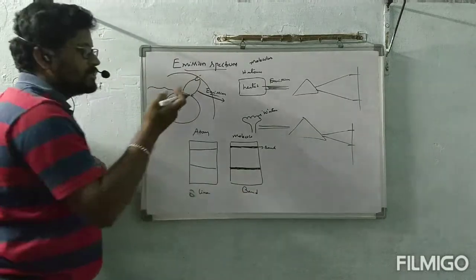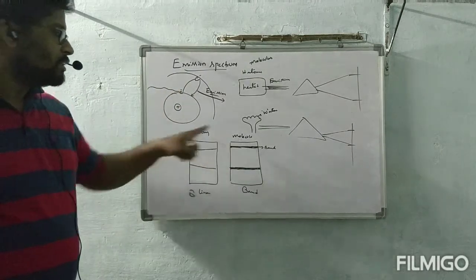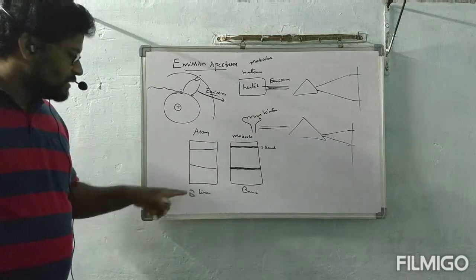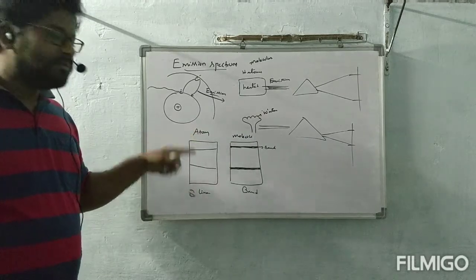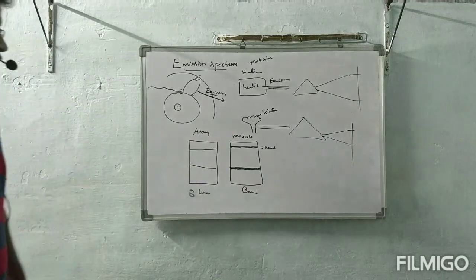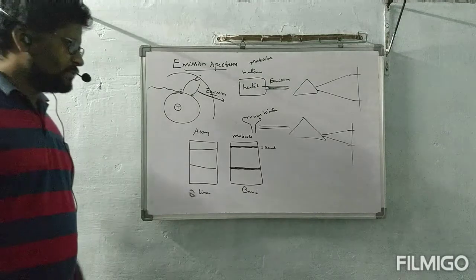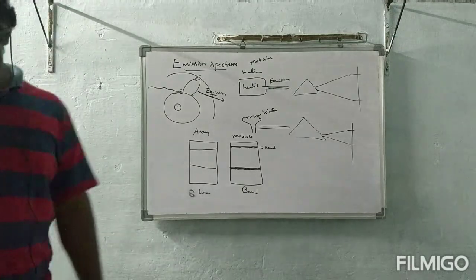Both come under emission spectrum. This is formed by a molecule, and this is formed by an atom. That's why line spectrum is also called atomic spectrum, and band spectrum is also called molecular spectrum. This is about emission spectrum, completed. Now we have absorption spectrum. Before going to that, observe the board clearly, all of you.